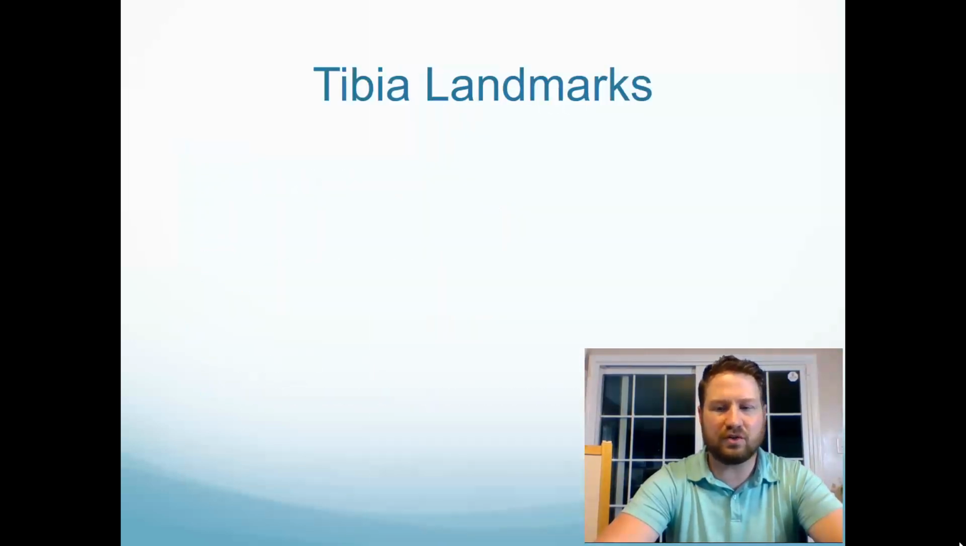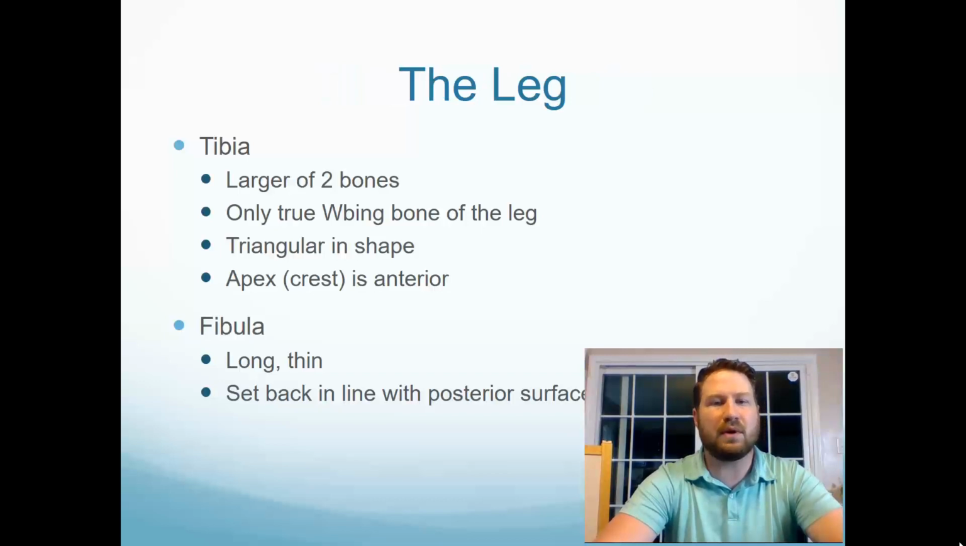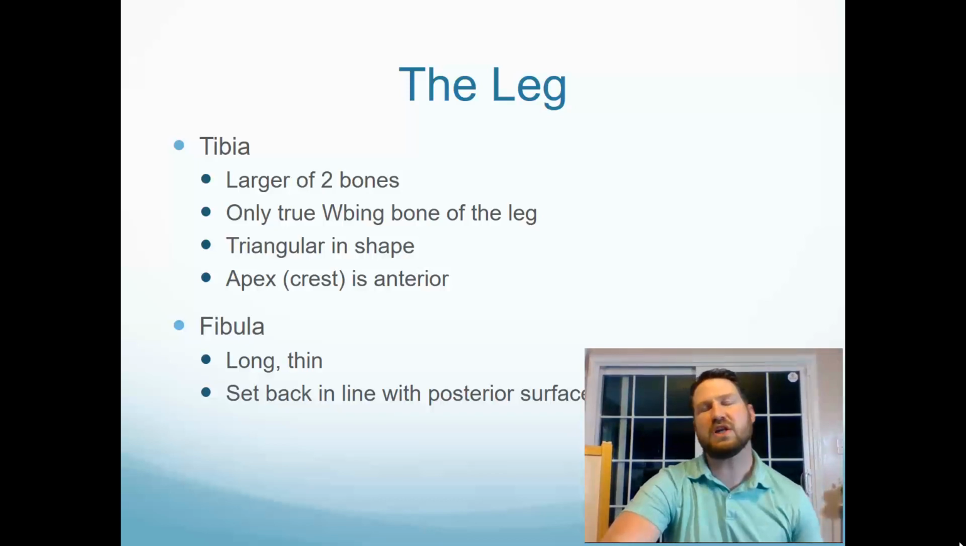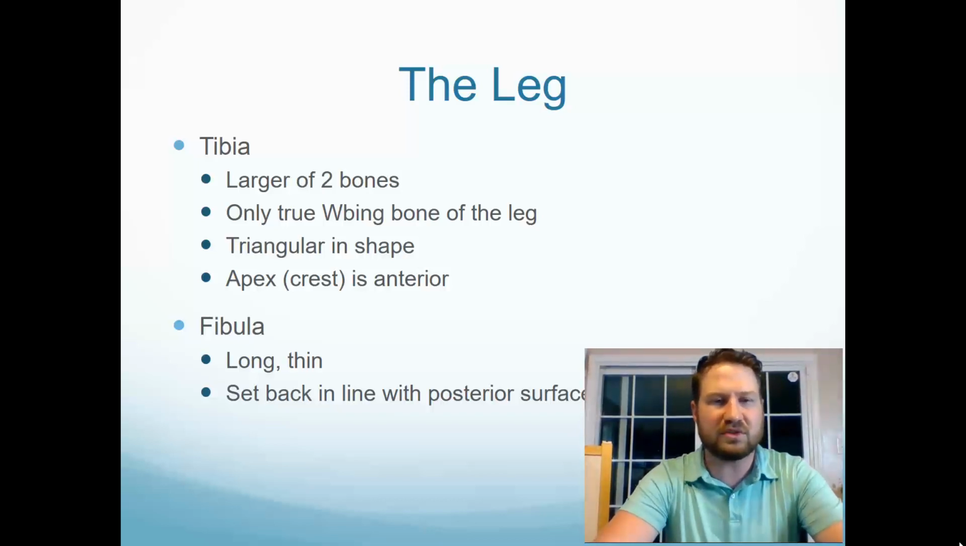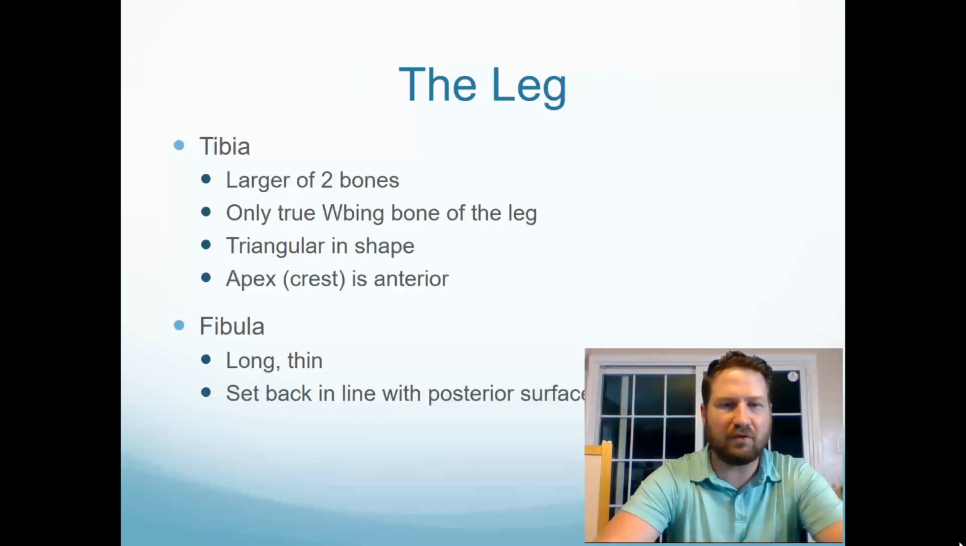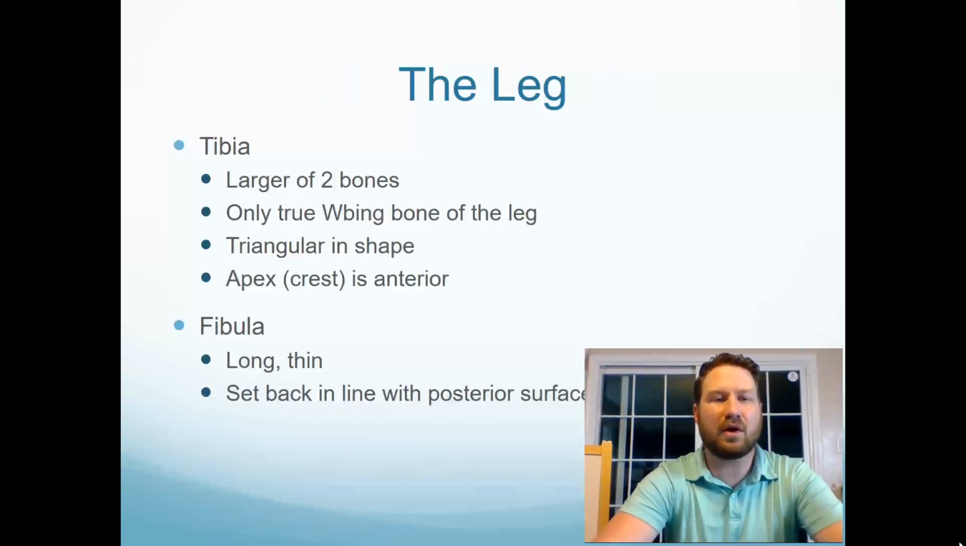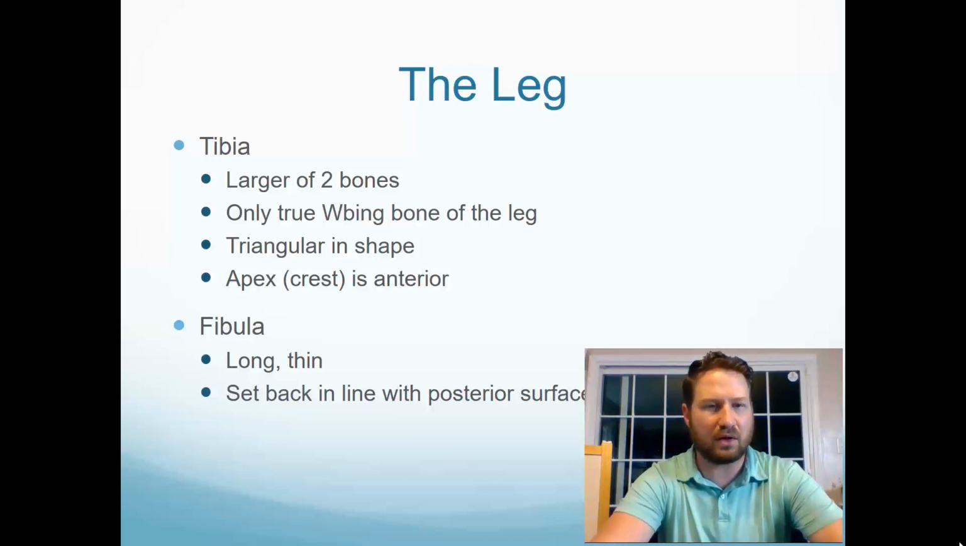So the tibia is the larger of the two bones. It is the only true weight-bearing bone of the lower leg. It's triangular in shape, with an apex or a crest anterior, right? That is the sharp bone. If you were to reach down and feel your shin right now, that is the sharp aspect of your shin bone. It's the reason why soccer players wear shin guards, because that crest is sharp and painful. If you've ever been walking in a parking lot and walked too close to a truck with a trailer hitch and nailed your shin, you know exactly what I'm talking about.